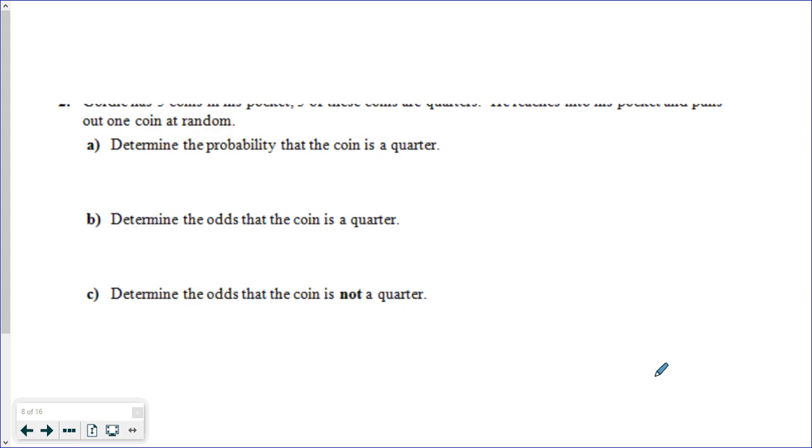So it says Gordy has 5 coins in his pocket. 3 of these coins are quarters. He reaches into his pocket and pulls out 1 coin at random. Determine the probability that the coin is a quarter. So again, I'm seeing a probability question, meaning I need to be talking about my total number of outcomes. So the probability that the coin is a quarter, that's Q if you can't read that. So there are 3 quarters and 5 coins in total. So our probability is 3 and 5.